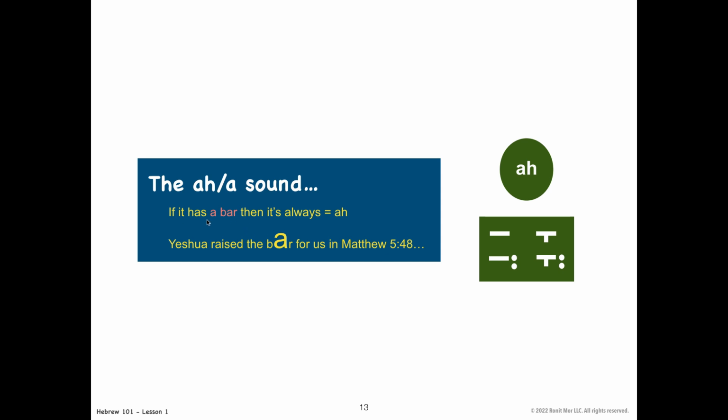Okay, so this one is the easiest one. If it has a bar, then it's always A. Okay, so whenever you see a bar, no matter if it has any attachment to it, any dots on the right side, you don't care. You see a dot, a bar, it's always A. So the encore sentence is Yeshua raised the bar for us in Matthew 5:48. So bar, this is the easiest one.